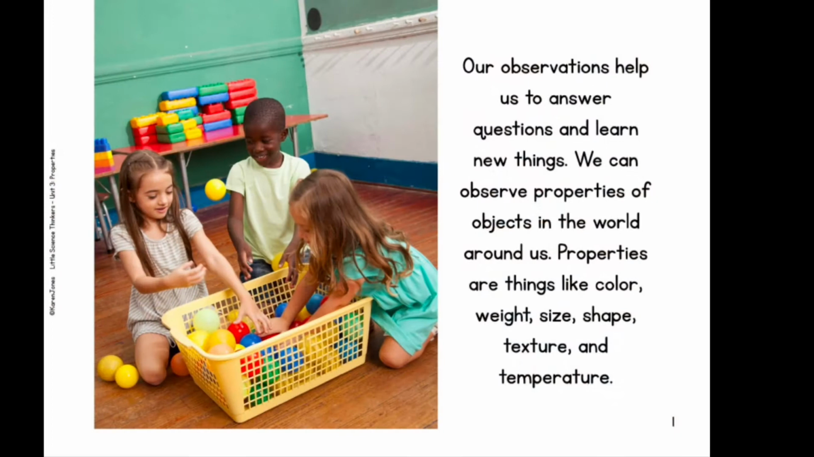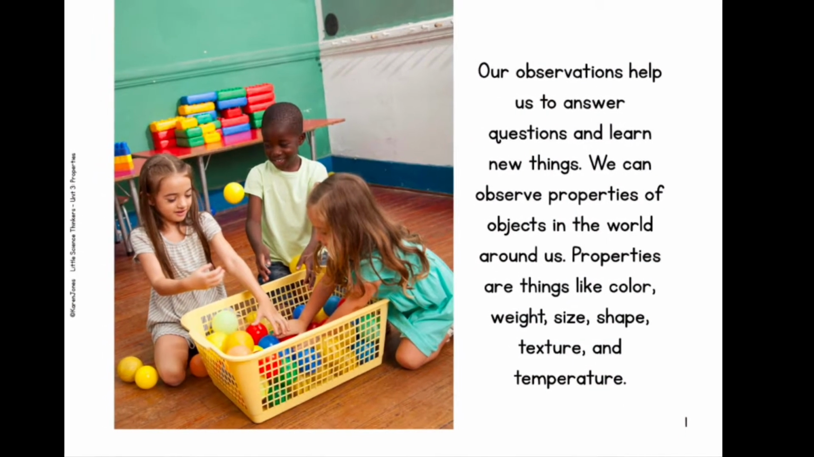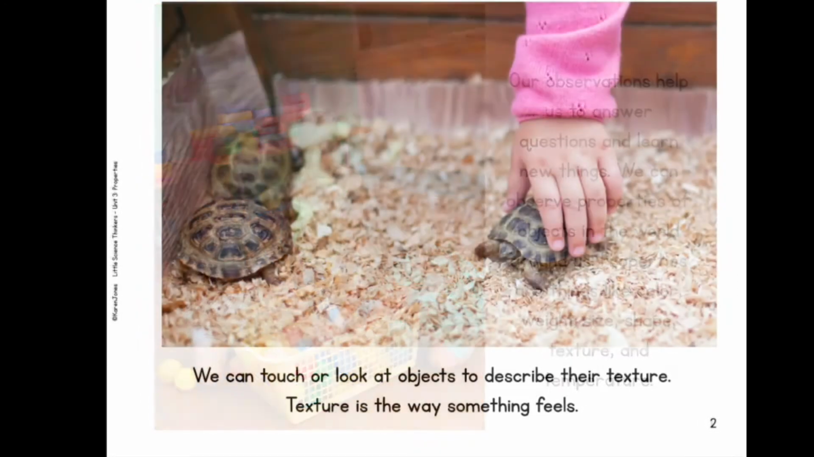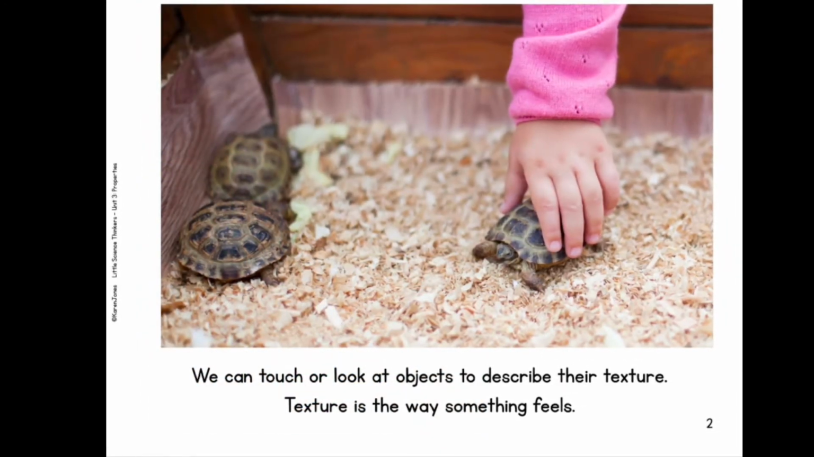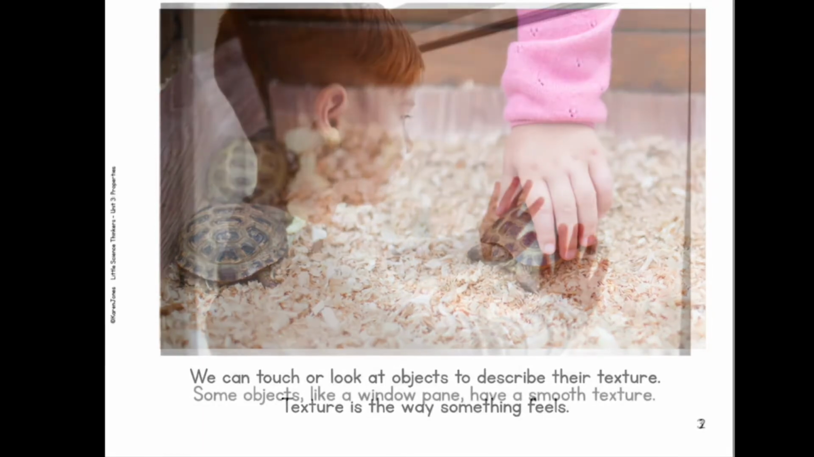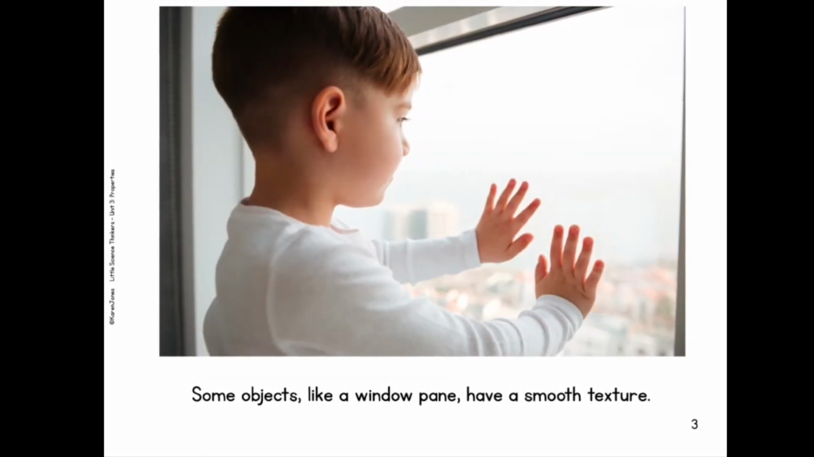Our observations help us to answer questions and learn new things. We can observe properties of objects in the world around us. Properties are things like color, weight, size, shape, texture, and temperature. We can touch or look at objects to describe their texture. Texture is the way something feels.